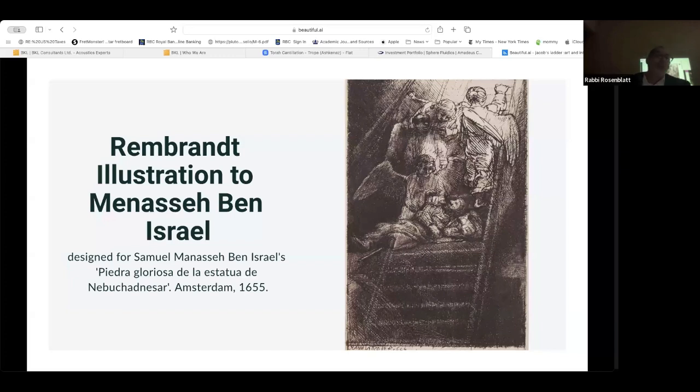Okay, so as I told you, Rembrandt did an illustration for the Piedra Gloriosa de la Estatua de Nebuchadnezzar. He designed these for Menashe ben Israel in 1655. What is very interesting to me about the version of Rembrandt is, first of all, Rembrandt has Yaakov literally sitting on the ladder, which reinforces the sense of his own journey, which I think in a way resonates with all of us. We all have moments where we feel a little bit more connected to the earth, and some moments we feel a little bit more connected to the realm of heaven.